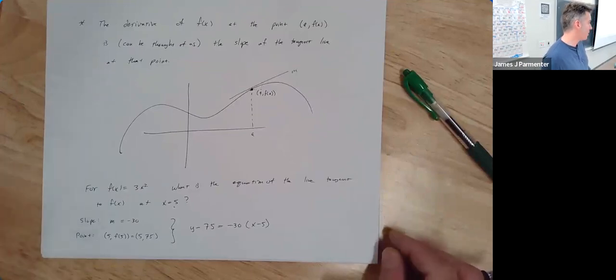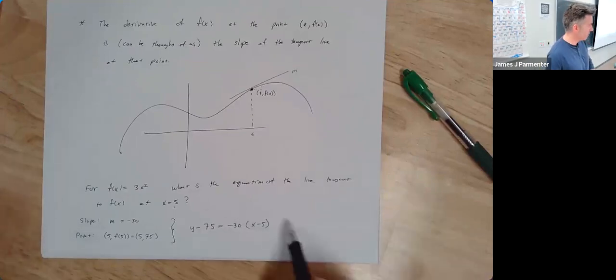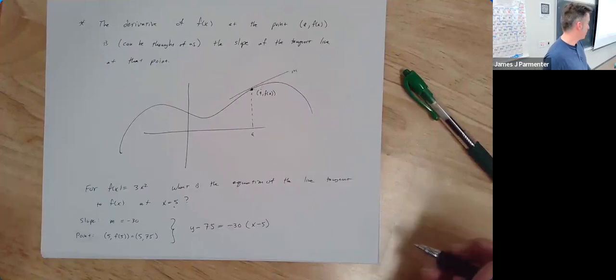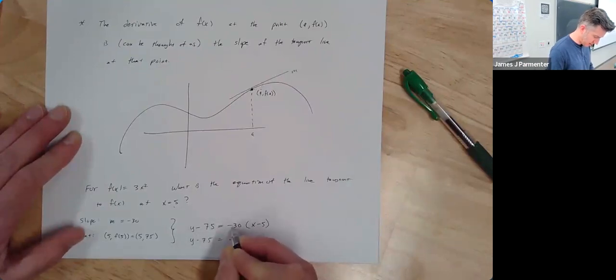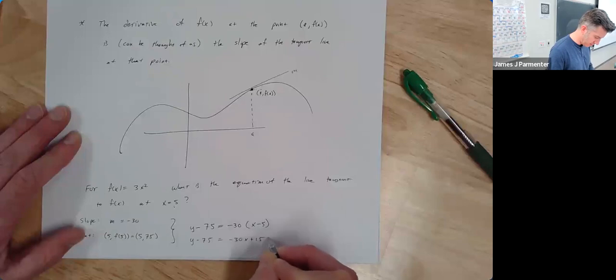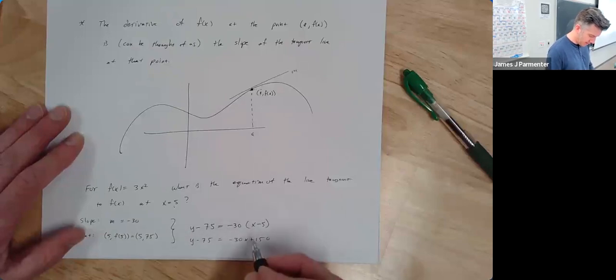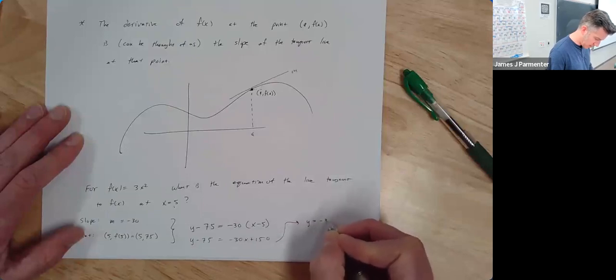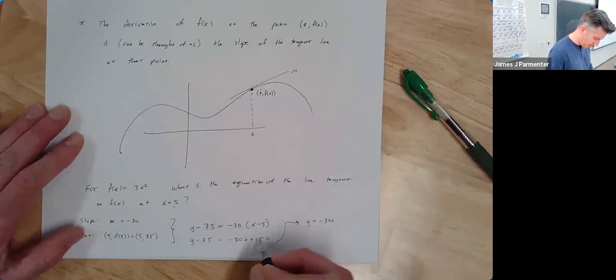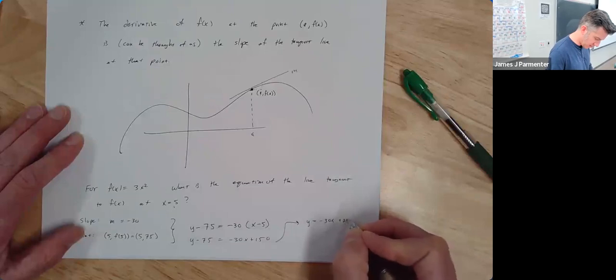Some people, web work included, are cool with you leaving it like this. Some people are not. Some people want you to write it in the y equals mx plus b form or the slope intercept form. To do that, you would first distribute the -30 here. We're going to get y minus 75 equal to -30x minus 30 times minus 5 is plus 150. And if we add 75 to both sides, we're going to get y equal to -30x. 150 plus 75 is 225.